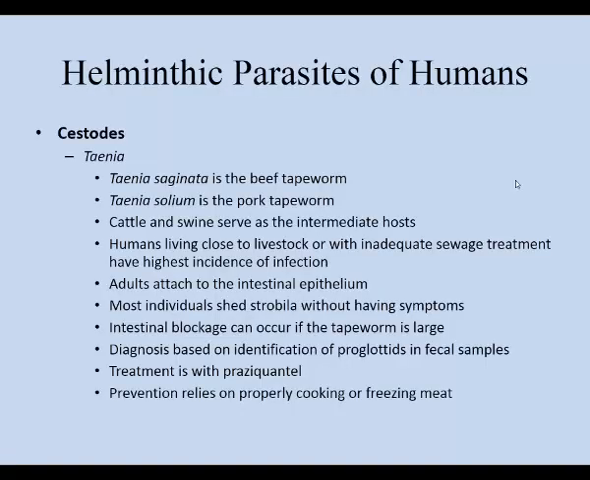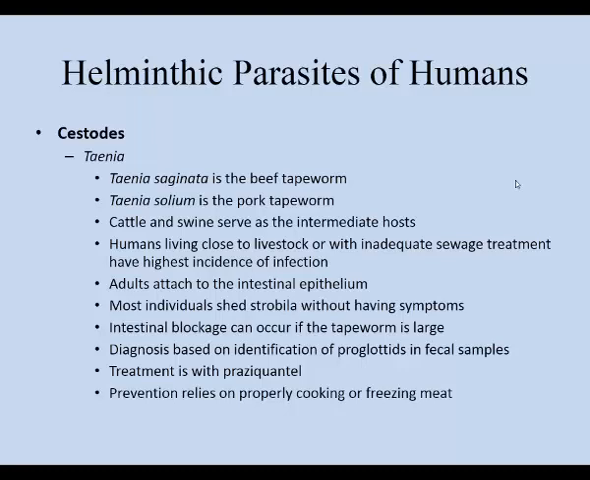There are different kinds of cestodes. Taenia saginata is the beef tapeworm. Taenia solium is the pork tapeworm. And then, of course, cattle and swine serve as the intermediate hosts. Humans living in close contact with livestock or with inadequate sewage treatment have the highest incidence of infection.